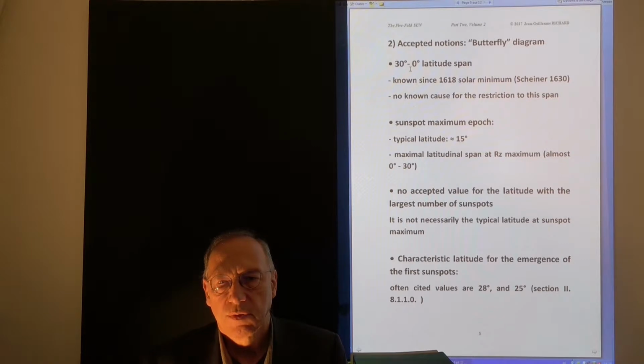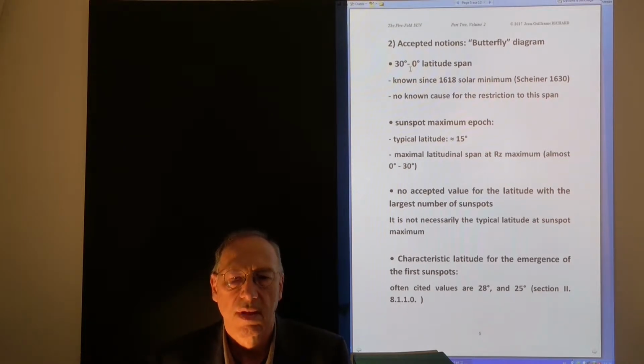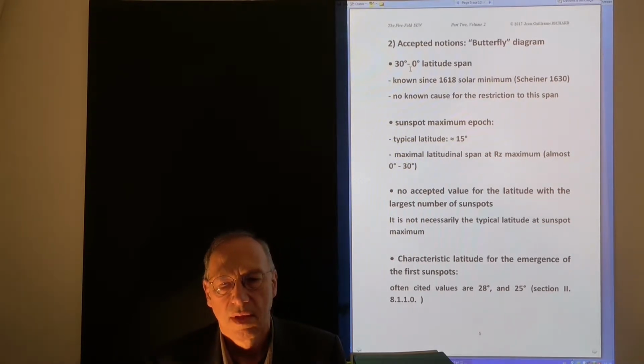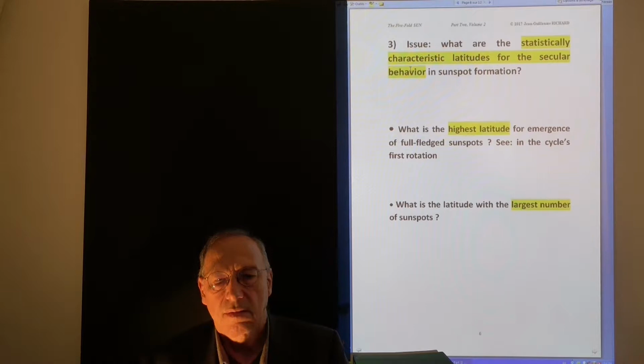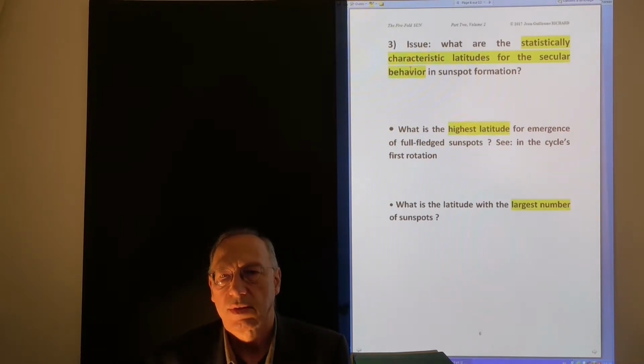The difference between the highest latitude for sunspots in general and the characteristic latitude for the emergence of the first sunspots should not be much, because it is absolutely certain that the latitude of sunspots is a function of time from sunspot minimum epoch to the next minimum epoch. So what are the issues that remain to be addressed as far as this low latitude region, the sunspot zone, is concerned?